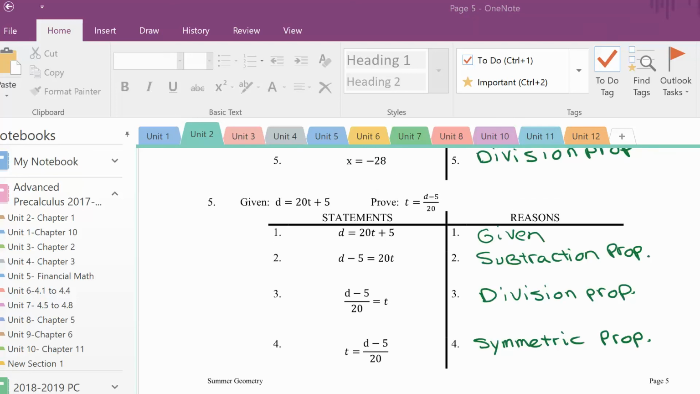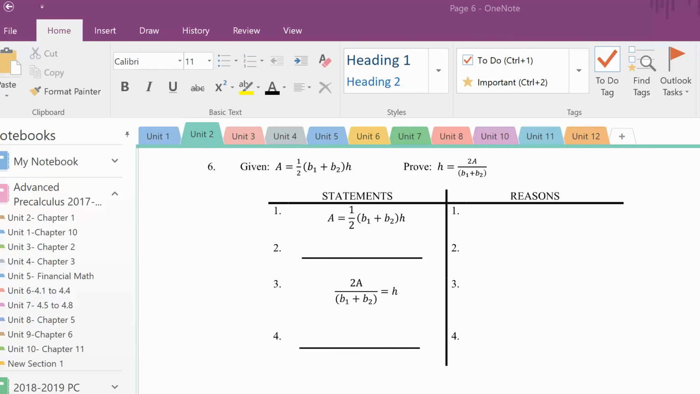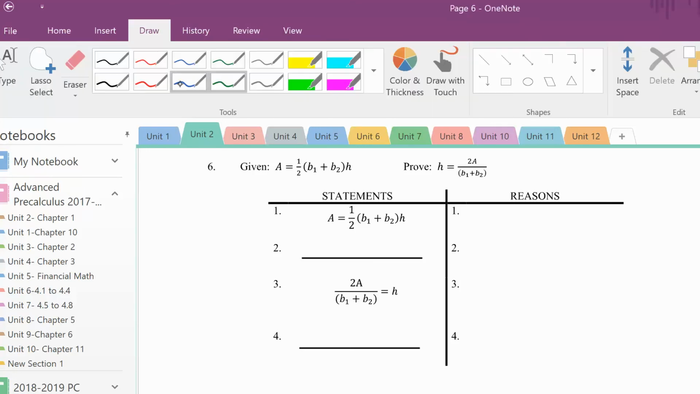All right, so if you look at number 1, that's just rewriting the given information, d equals 20t plus 5. Notice to go from 1 to 2, they subtracted 5 from both sides. So d minus 5 equals 20t. Then they divided by 20. So that's why from 2 to 3 is the division property. And then from 3 to 4, all they did is switch sides of the equal sign, and that is the symmetric property. All right, so now we take it a step further. Some of the statements are blank, but for the first statement, we are given the given information. So we can put the reason as given.